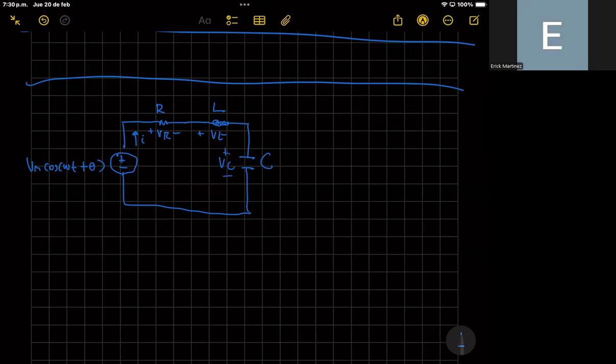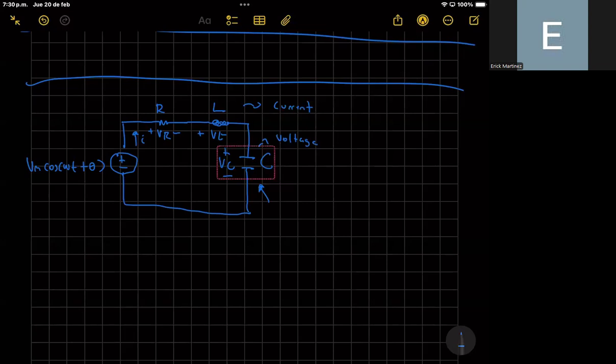Based on this information, I want to analyze this circuit and compute, let's say, the voltage of the capacitor. Remember that the inductor and the capacitor are electrical devices that can store energy. In particular, the inductor can store energy in the form of current, and the capacitor can store energy in the form of voltage. So these are the main two components that we want to consider.